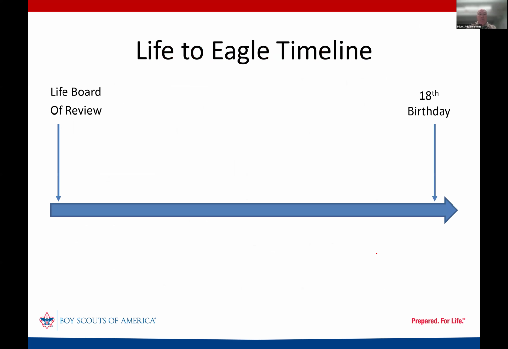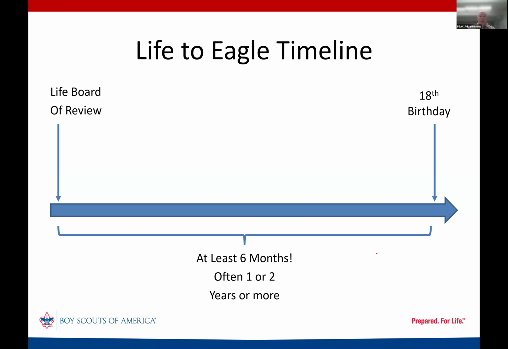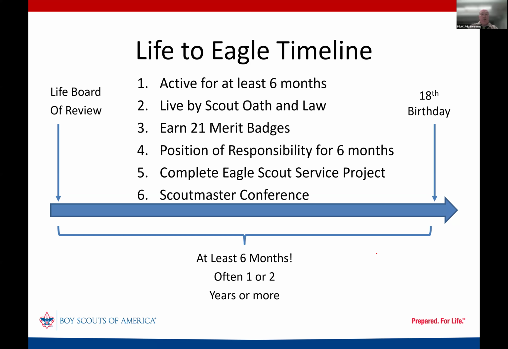All right. Anyway, if we look at this timeline, at one end is where the Life board of review occurs, so when you become the rank of Life, all the way through your 18th birthday. As we mentioned, we need at least 6 months, but for many scouts this ends up being a year, 2 years, maybe even more. Those are the 6 requirements that we just mentioned, and most of what we're going to look at is going to focus on requirement 5, completing the Eagle Scout Service Project. That's where a lot of the questions come into play.